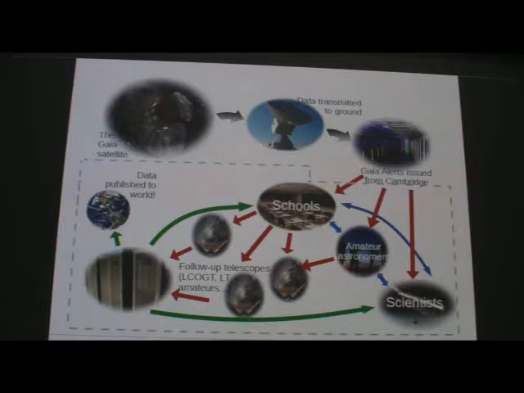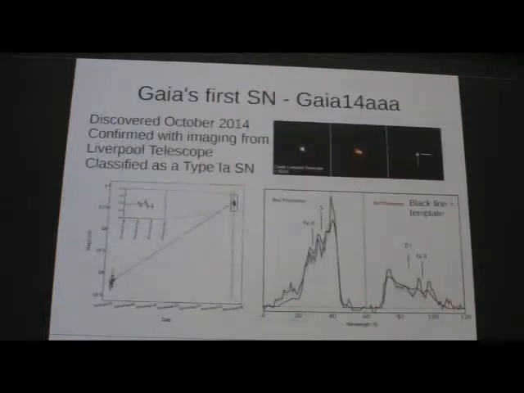So this is a sort of schematic of how that goes. We go from the Gaia satellite to ground, to processing in Cambridge, to this whole community. And we have ongoing projects with the Fox Telescope project and LCOGT, who do stuff with schools, with amateur astronomers, and with the professional community to try and observe and classify as many of these transients as possible, and ultimately to understand what they are.